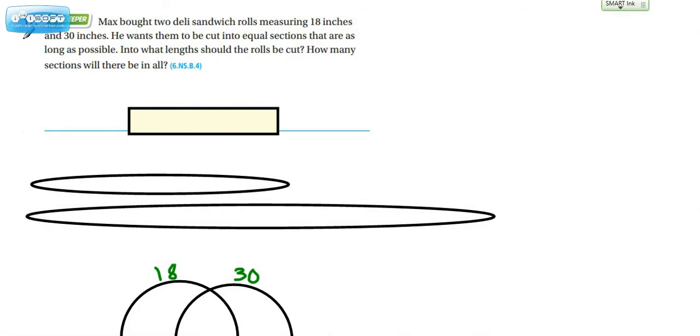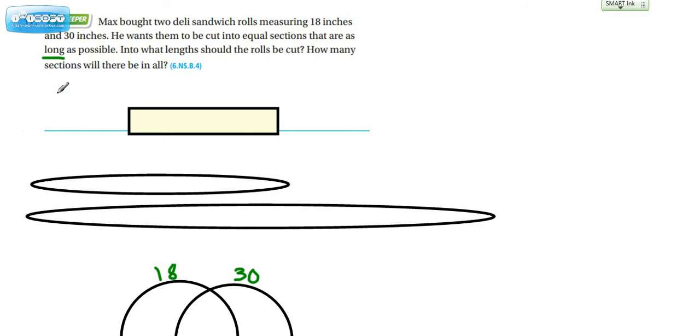This one's a little tricky just because of the way it's worded, so I thought I'd give you some help on it. Max bought 2 deli sandwich rolls measuring 18 inches and 30 inches, represented in picture format down here. He wants them to be cut into equal sections that are as long as possible. Into what length should the rolls be cut? How many sections will there be in all?